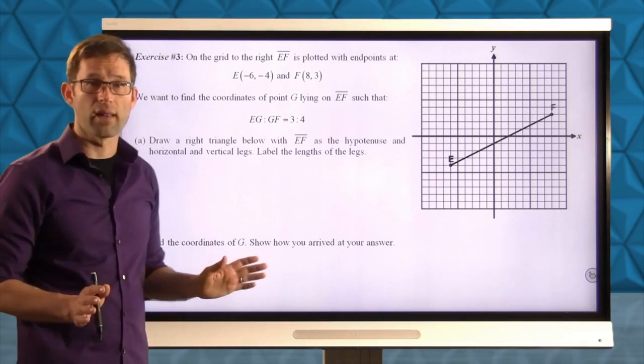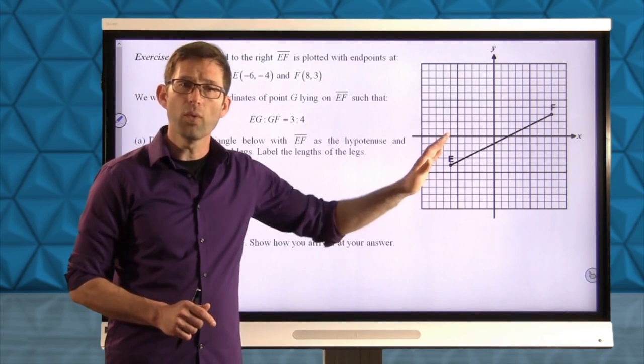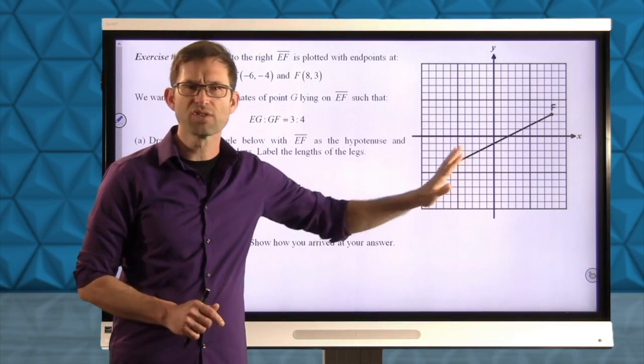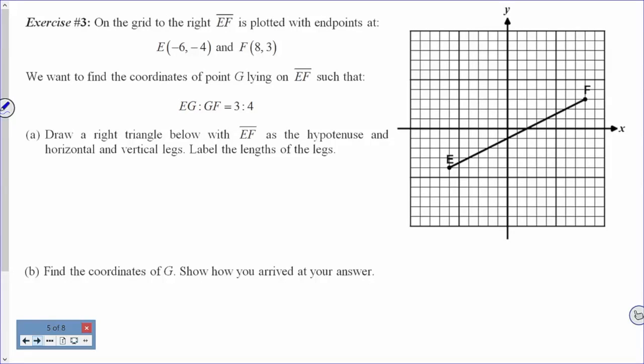All right, a little bit more challenging. And the reason that this one's going to be more challenging is that before, the two endpoints were on the axes. Now they're just hanging out. Let's take a look at the problem. Exercise number 3. On the grid to the right, EF is plotted with endpoints at -6, -4, and 8, 3. We want to find the coordinates of point G lying on EF such that EG to GF is 3 to 4. Letter A, draw a right triangle below with EF as the hypotenuse and the horizontal and vertical legs. Label the lengths of these legs.